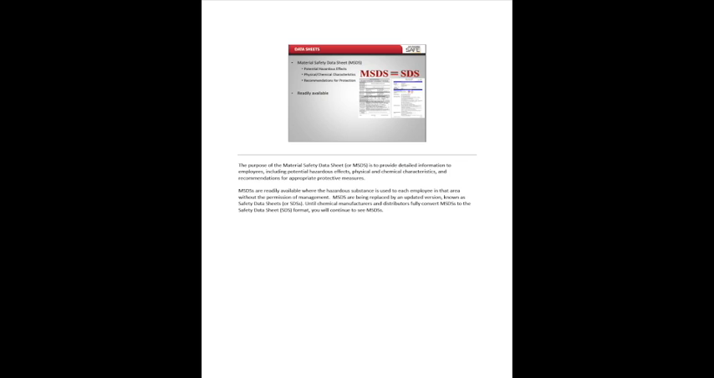MSDSs are readily available where the hazardous substance is used to each employee in that area without permission of management. The MSDSs are being replaced by an updated version known as the Safety Data Sheets, or SDSs. Until chemical manufacturers and distributors fully convert MSDSs to the Safety Data Sheets format, you will continue to see MSDSs. Next slide. There are many reasons to check an MSDS or SDS.